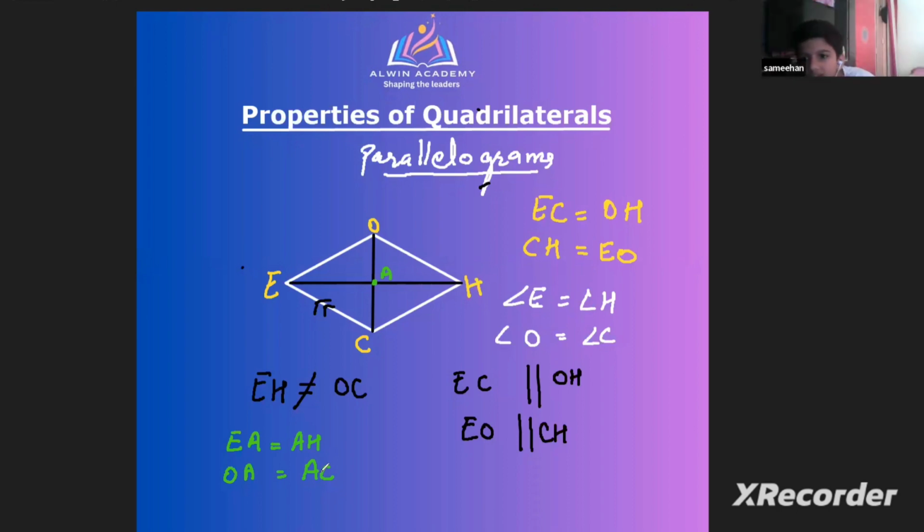Ma'am, adjacent angles. Very good. So adjacent angles are what, Samihan? Ma'am, supplementary. Very good. That means if E is 70 degrees, what is angle O? Ma'am, 110. Very good. And Shrikant, you tell me one thing. If E is 70 degrees, O is 110 degrees, what is C and H?